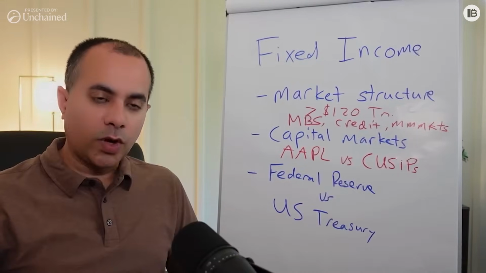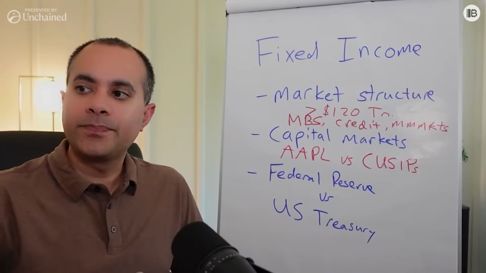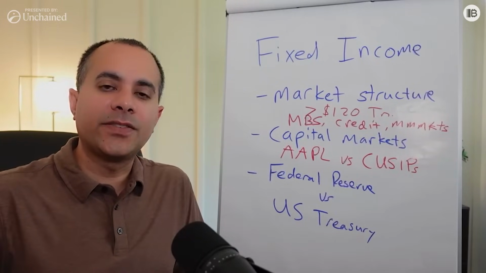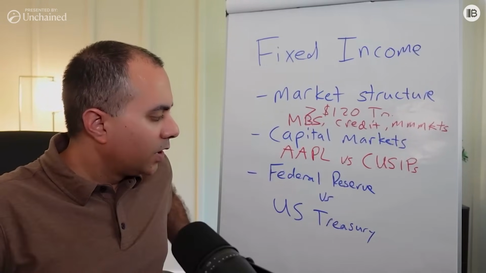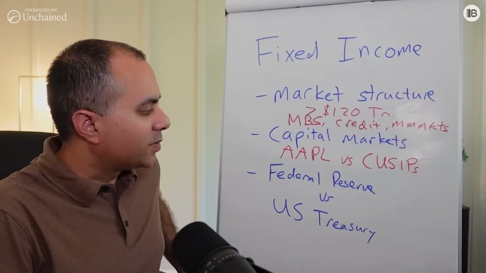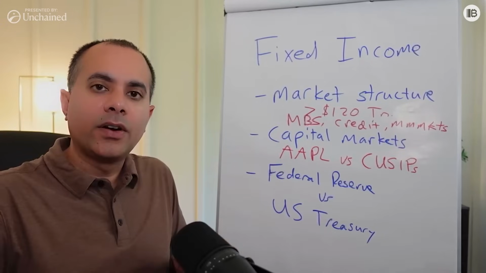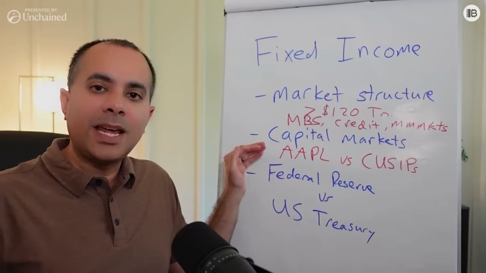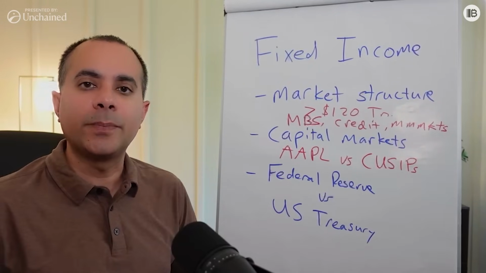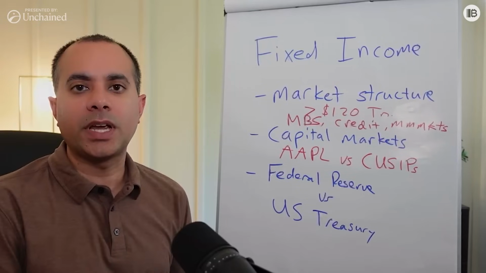In the fixed income world, we have something called CUSIPs. These are identifiers for individual bonds. Now, we think about Apple as being one ticker, that everybody that owns Apple stock has the same ticker. They own the same security, but not everybody owns the same treasuries.